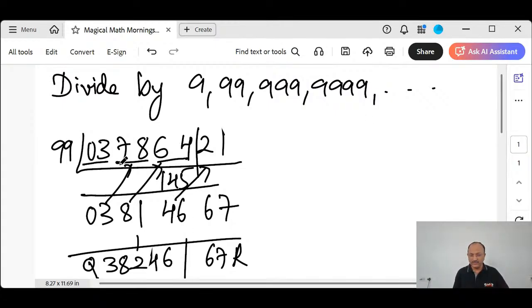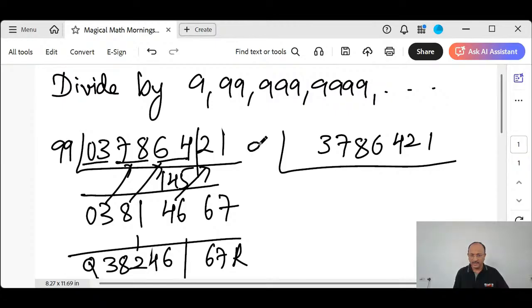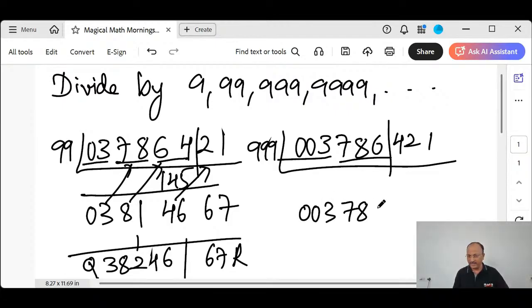Let's do this division of the same number by 999. 3786421, I want to divide by 999. What we'll do? Group of threes, very simple. This will be 3, and whatever the lesser number of digits in the last part, we'll add zeros. So I will take 003. When you add to this, it will become 789. Now you add to this, it will become more than 999.